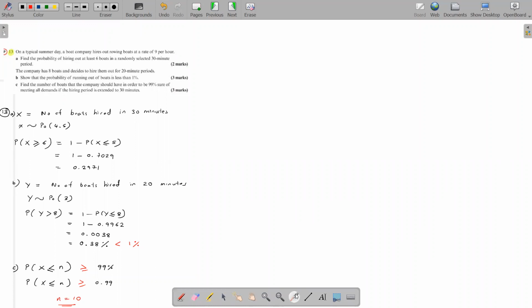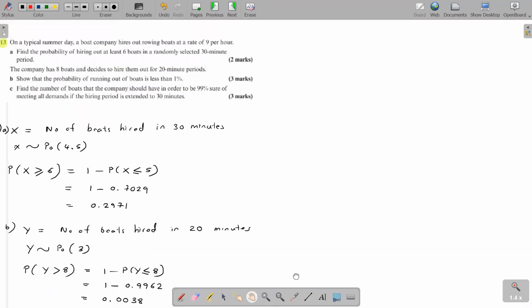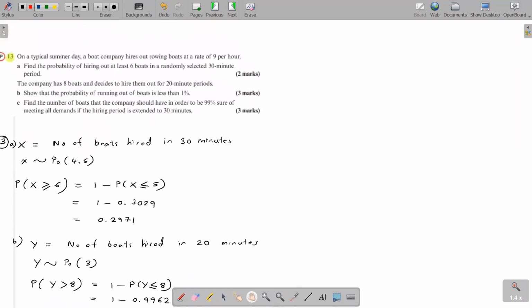All right, guys. So next I'll move on to question number 13. Okay, so they say, on a typical summer day, a boat company hires out rowing boats at a rate of 9 per hour. So again, you can see the rate is 9 boats per hour. That per hour, the interval is an hour. Lambda is 9, so 9 boats at every hour. So find the probability of hiring out at least 6 boats in a randomly selected 30-minute period.